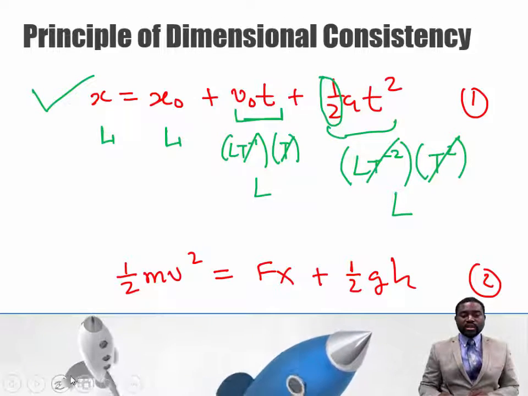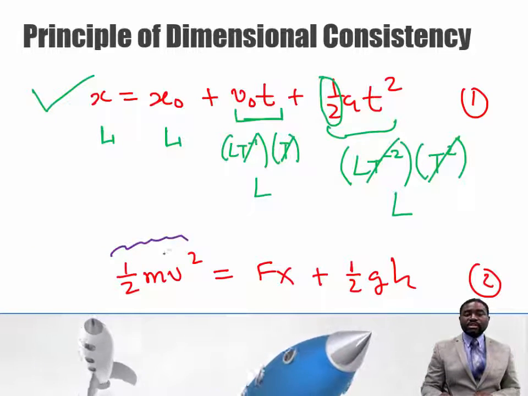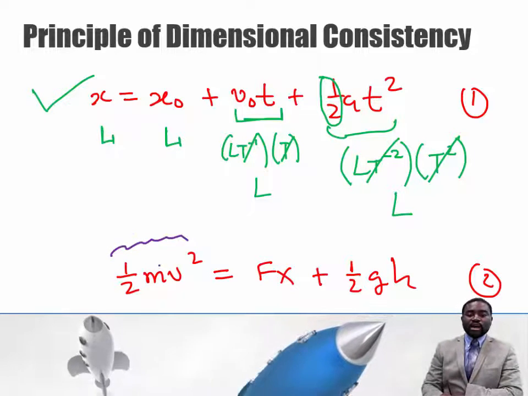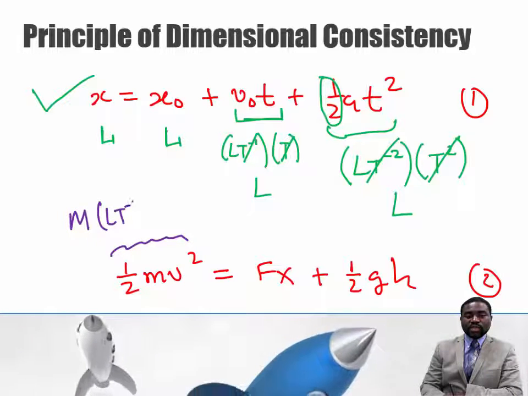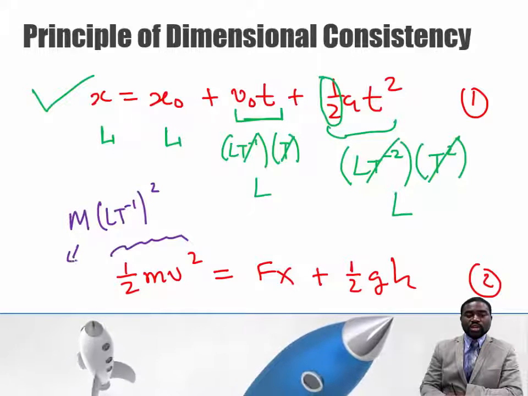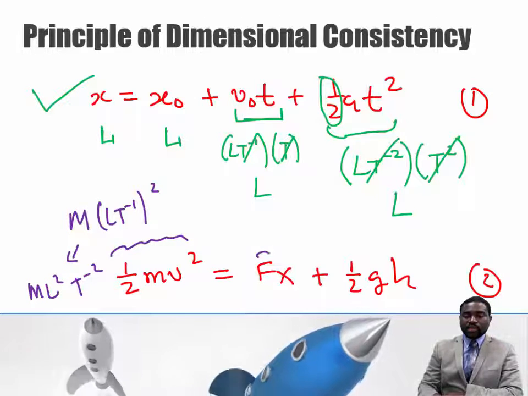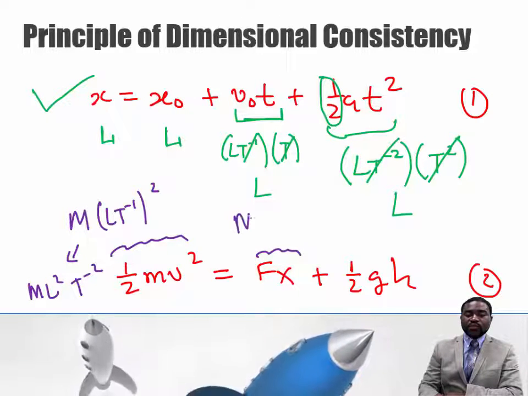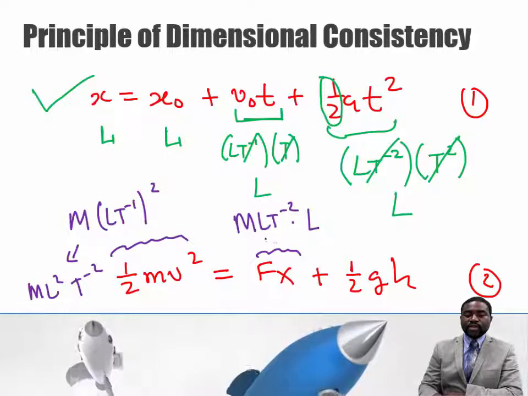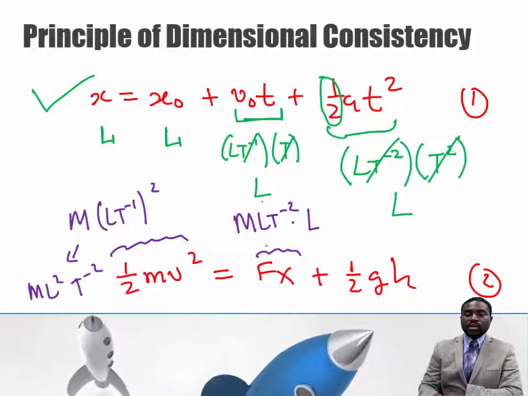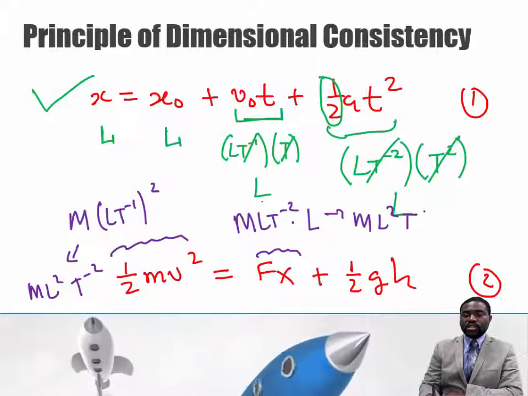Let's look at the equation below. Now, let us look at the dimensions of this term. The dimension of mass is capital M. The dimensions of velocity squared is LT minus 1 all squared. So this will give us ML squared T minus 2. Let us look at the dimensions of this term. The dimensions of force is M L T minus 2. If we multiply this by L, it will boil down to ML squared T minus 2.